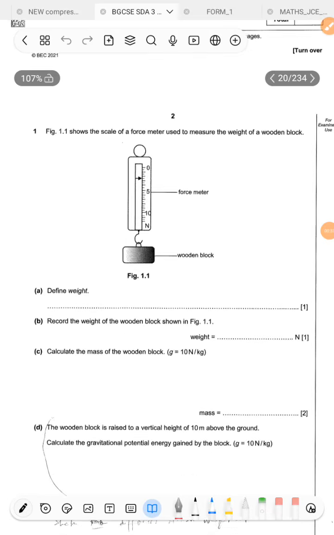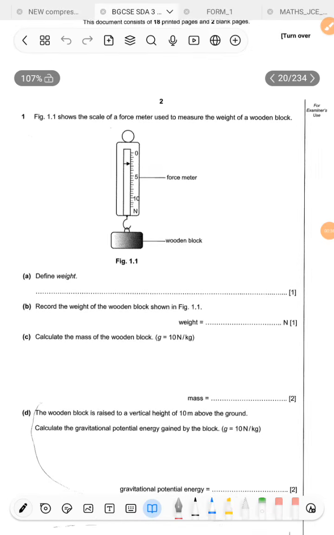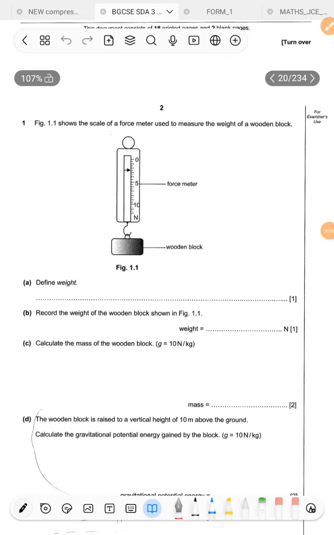Okay, so the first question says figure 1.1 shows the scale of a force meter used to measure the weight of a wooden block. A, define weight. What is weight? So weight is simply the amount of gravitational force pulling on a mass.